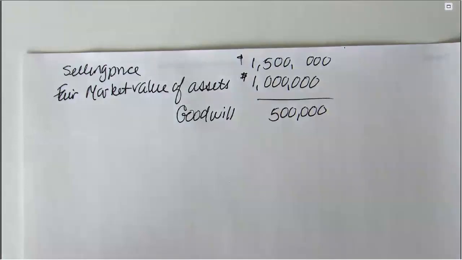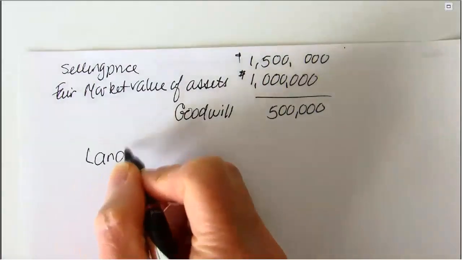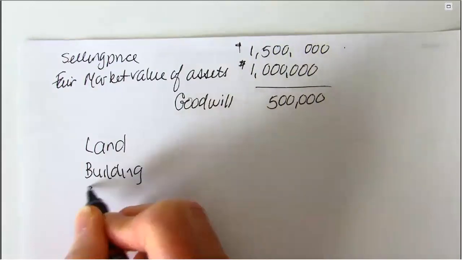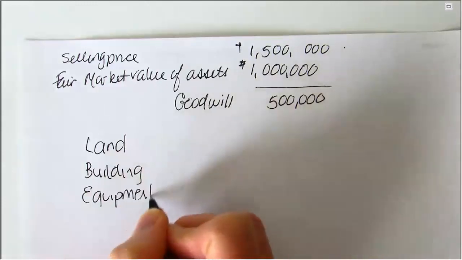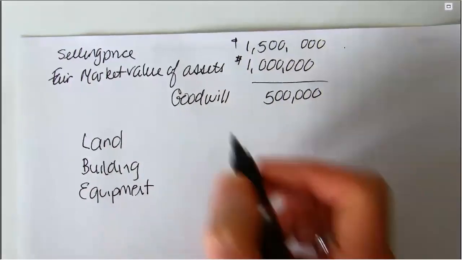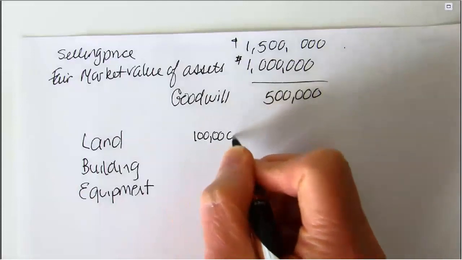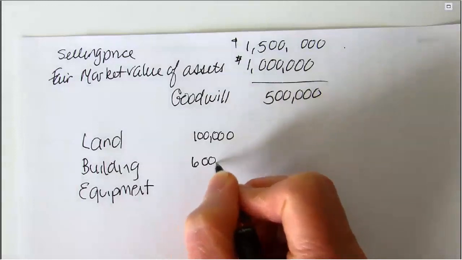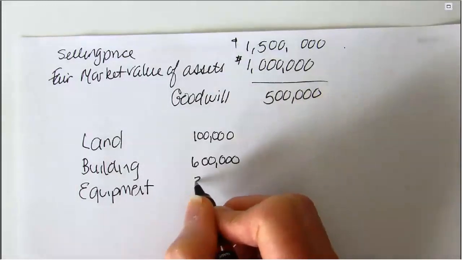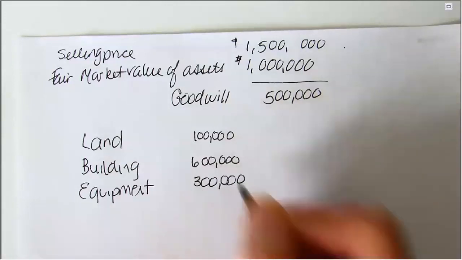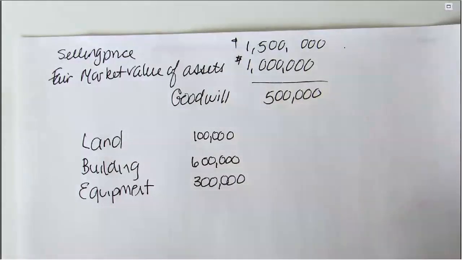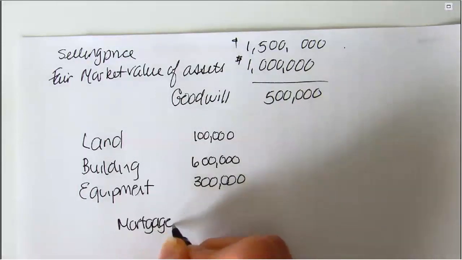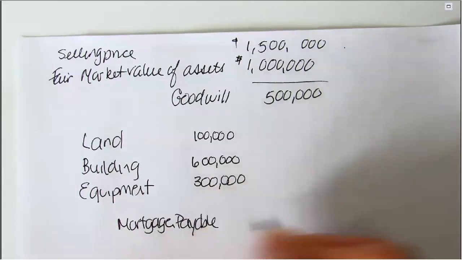This is why. Let's say when they buy my business, they go to do a journal entry and they debit land, they debit building, and they debit equipment. Let's say the land is worth $100,000, the building is worth $600,000, and the equipment is worth $300,000. That makes up the fair value of my assets. But they paid, let's do maybe mortgage payable, for $1.5 million.